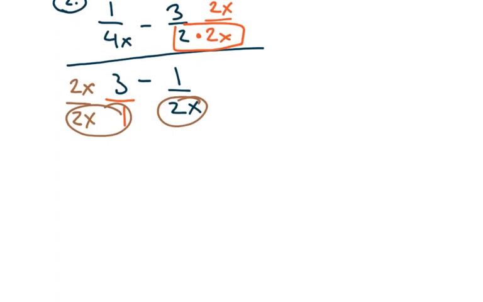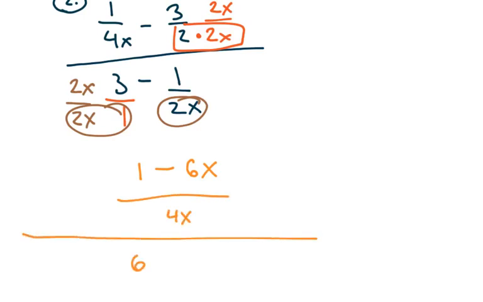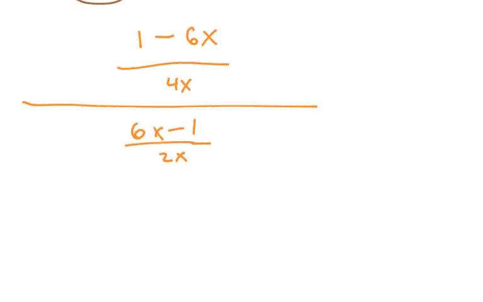What this is going to leave me with is 1 minus 6x over 4x, all over 6x minus 1 over 2x. Okay. And once we get here, now it becomes an issue of the method that you want to do. So my advice to you right now is to pause the video, try to solve this problem on your own. So I'm going to assume that you've done that. Now let's actually solve it together.